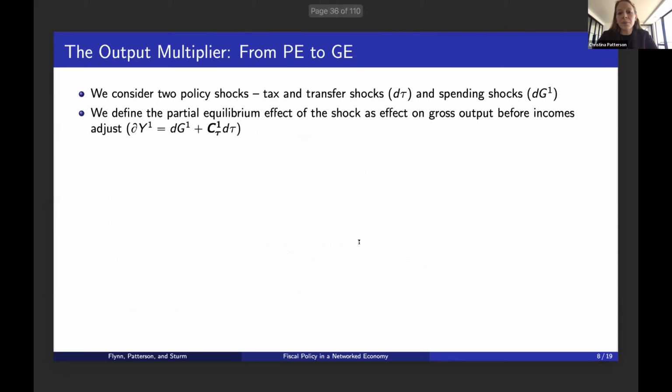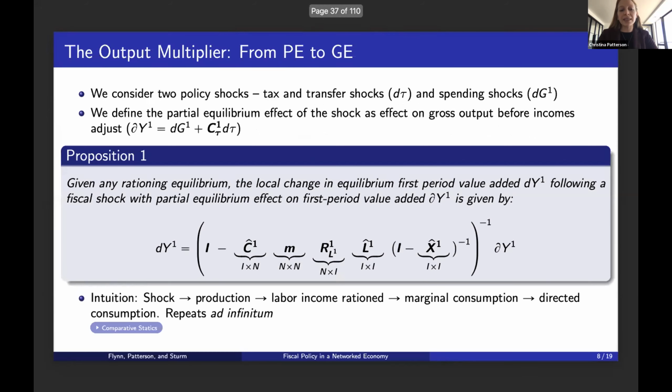And we're going to define the partial equilibrium effect of the shock as the effect it has on gross output before we've allowed incomes to adjust. And in this setting, we're then going to derive an expression for the income multiplier. It's a generalization of the traditional Keynesian multiplier, and it's going to capture the total effect on value added of a small change in fiscal policy.